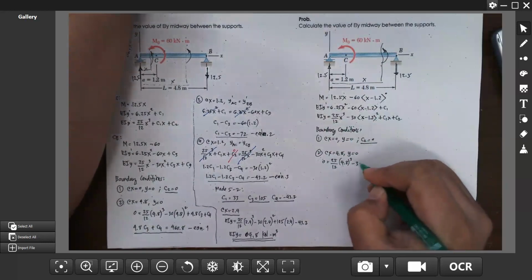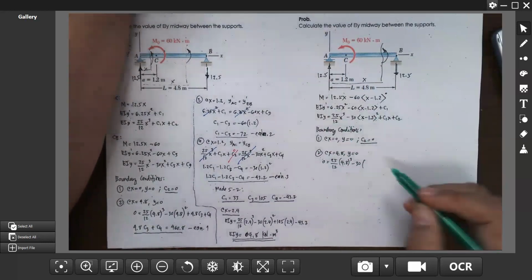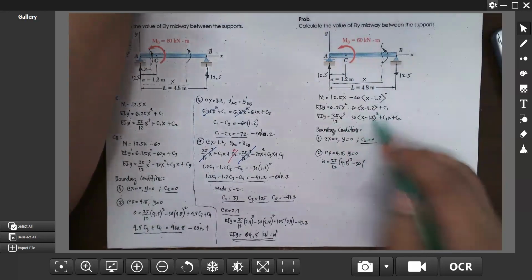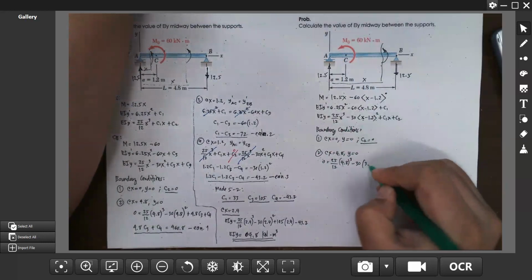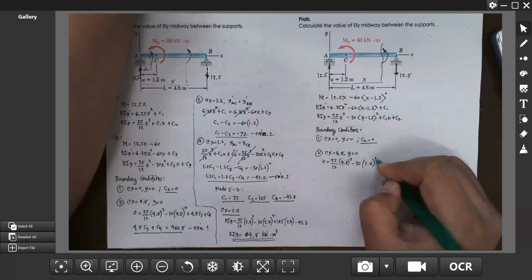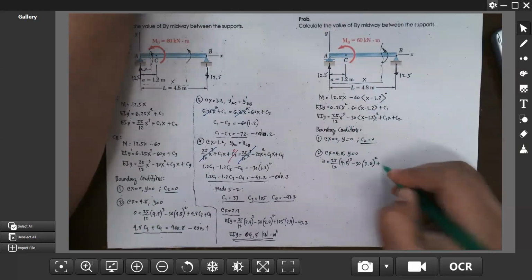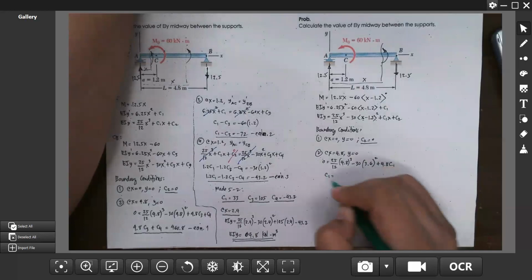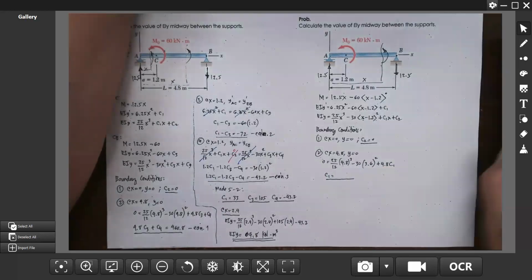Minus 30 times the parenthesis, substituting 4.8 minus 1.2, you have 3.6 squared, plus 4.8 C1. You can get C1 from this.